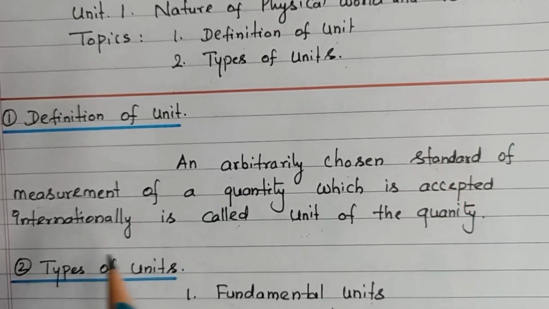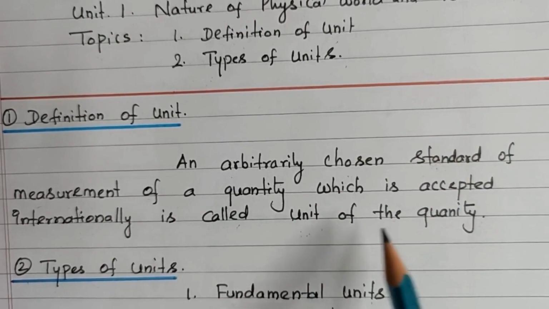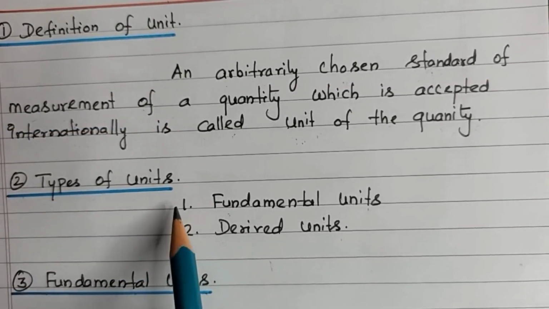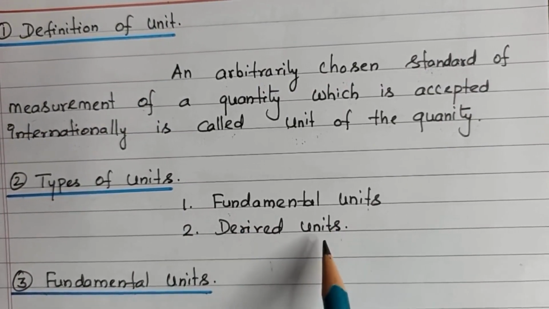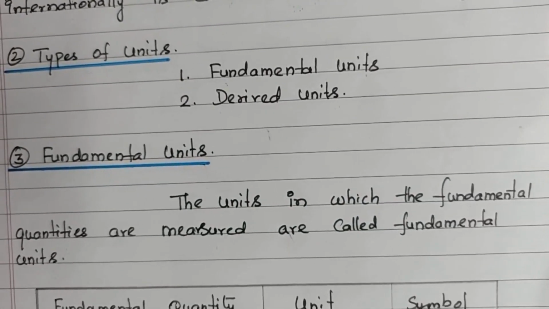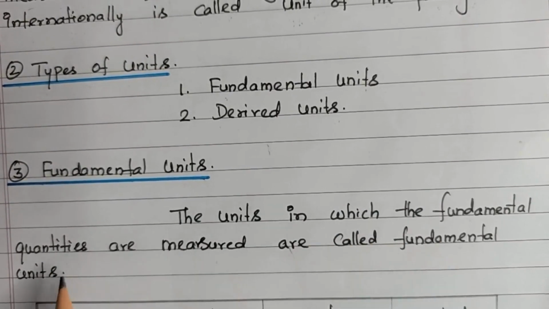அந்த ஸ்டாண்டர்ட் இன்டர்நேஷ்னலாக அக்செப்ட் ஆகிருக்கணும். தட் ஸ்டாண்டர்ட் இஸ் கால்டு யூனிட் ஆஃப் த குவான்டிட்டி. நெக்ஸ்ட் டைப்ஸ் ஆஃப் யூனிட்ஸ் என்னன்னு பார்ப்போம். There are two types of units. One is called fundamental unit. The second one is called derived unit. இப்போ ஃபண்டமெண்டல் யூனிட்னா என்னன்னு பார்த்தோம்னா the units in which fundamental quantities are measured are called fundamental units.